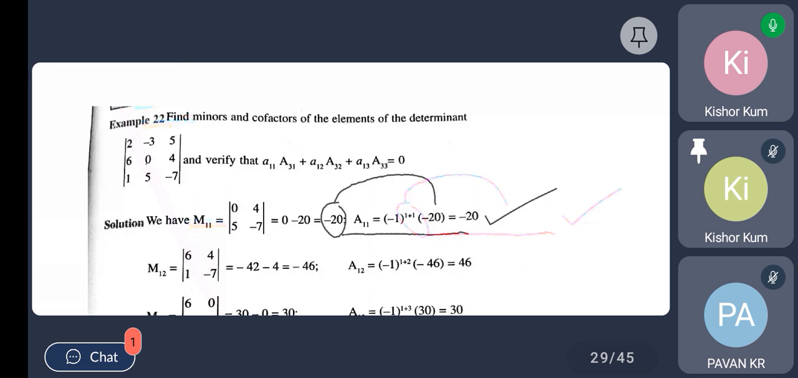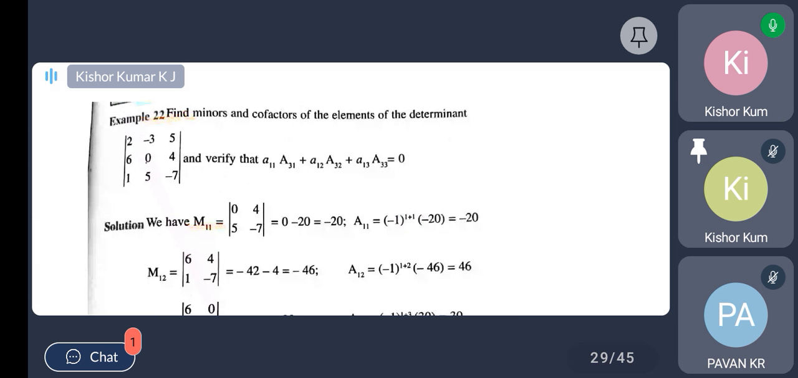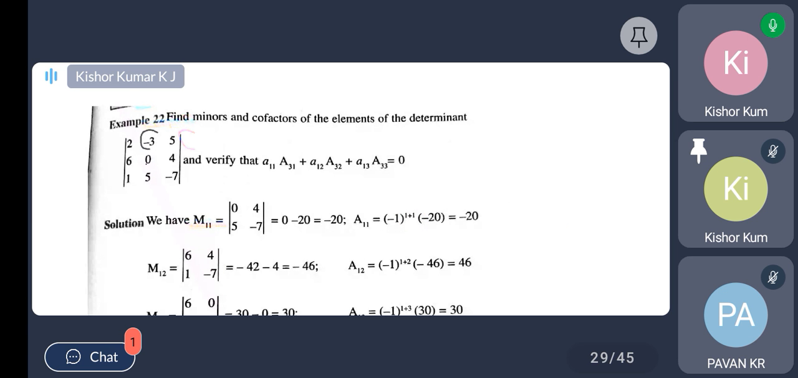So let's move to the second element. The second element in the first row, we can consider it as M12. So now for this element, if you have to calculate the minor, delete the corresponding column and corresponding row.